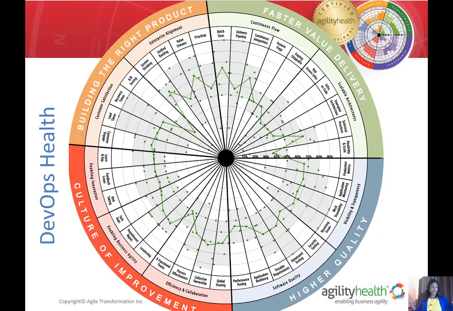Over time, you may want to dig deep into DevOps and see how the team is doing in this area, in addition to the general team health. So this is another radar that's really focused on DevOps, the culture of improvement, on higher quality, faster value delivery, and building the right product.